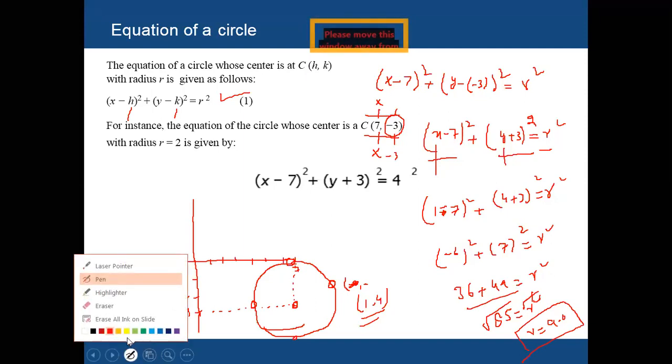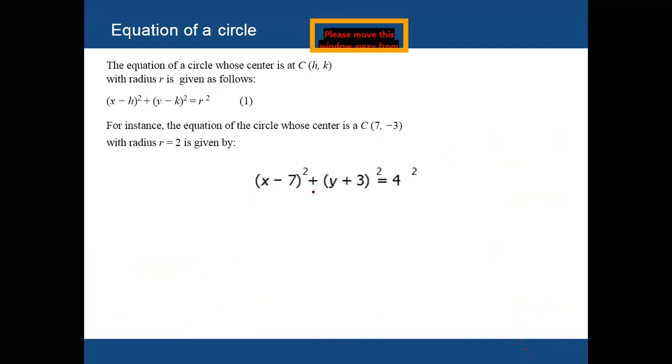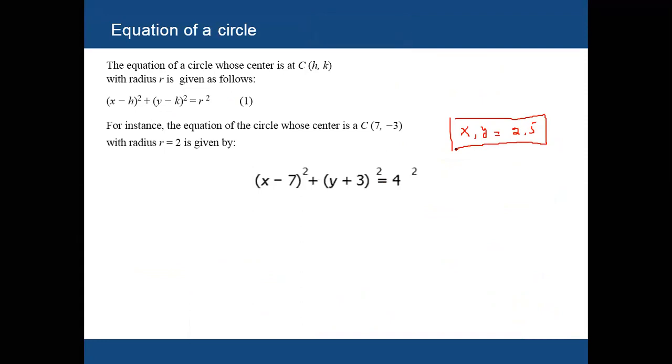For example, the same equation of a circle is given and also 2 points are given, like x value and y value. Let's suppose 2 and 5 are given. So you need to find whether these points lie inside the circle, outside the circle, or on the circumference of a circle.